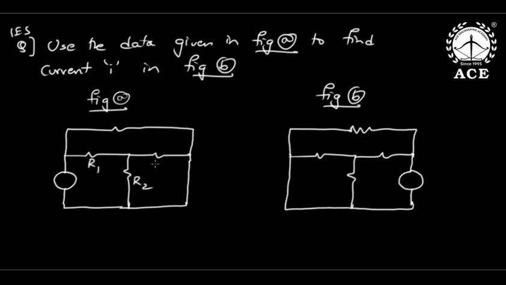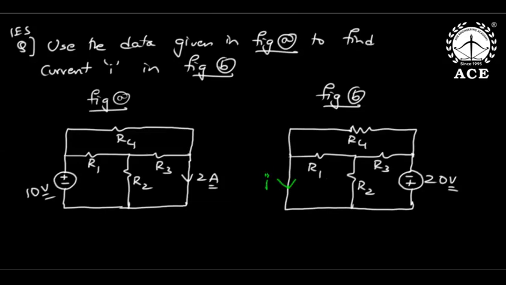R1, R2, R3, R4. This is 10 volts, 2 amperes. This is 20 volts. Now what is this current I? So answer this question. Use the data given in figure A to find current I in figure B.